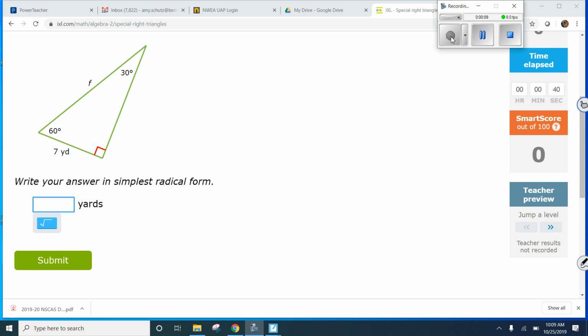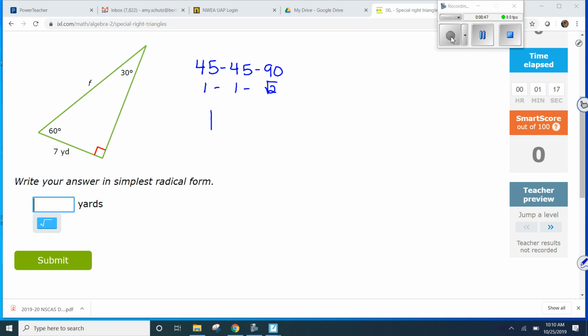Okay, so if we look at this particular problem right here, if you want to know what F is, you can do the finger trick. You can memorize the two special triangles. The first is a 45, 45, 90 triangle, and that's in a ratio of 1 to 1 to radical 2.